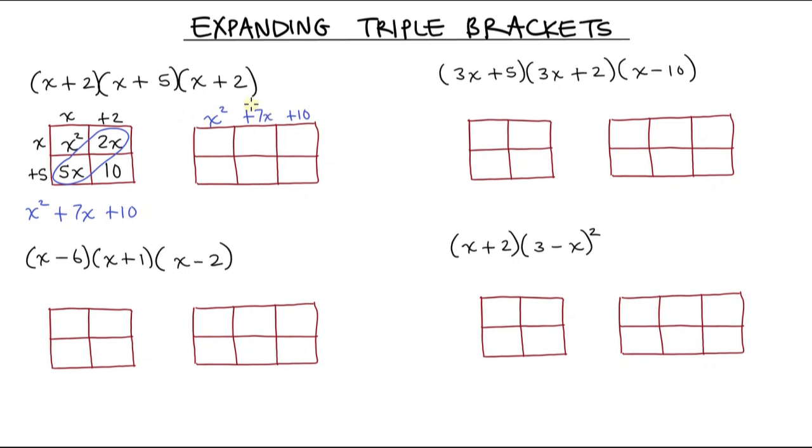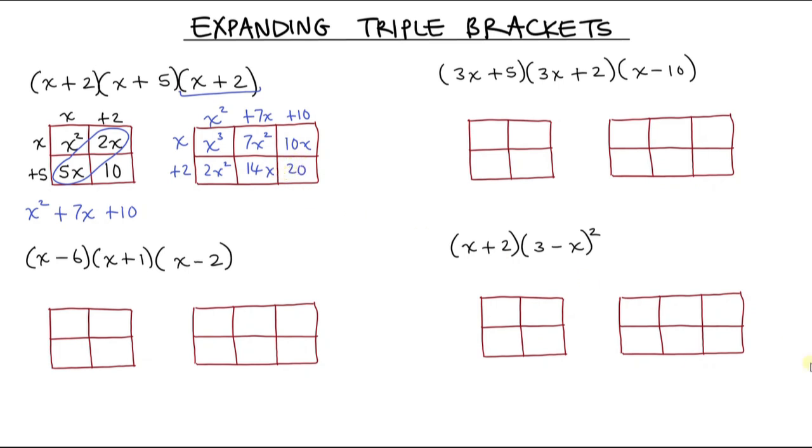And now I'm just going to multiply that by our final bracket, which is x plus 2. So x times x squared is x cubed. x times 7x is 7x squared. And then this is going to be 10x. x squared times 2 is 2x squared. 2 times 7x is 14x. And finally, 2 times 10 is 20.